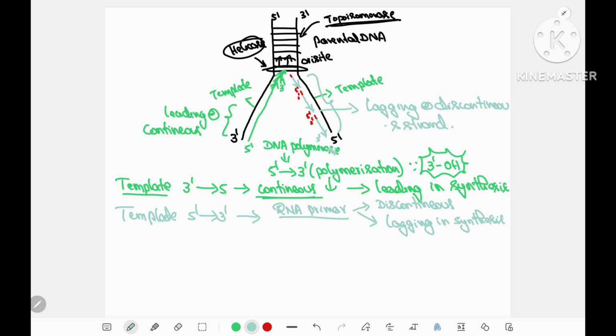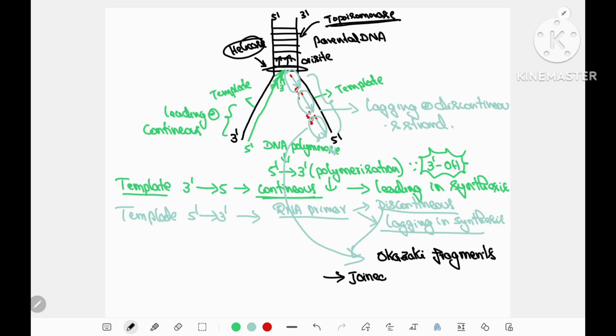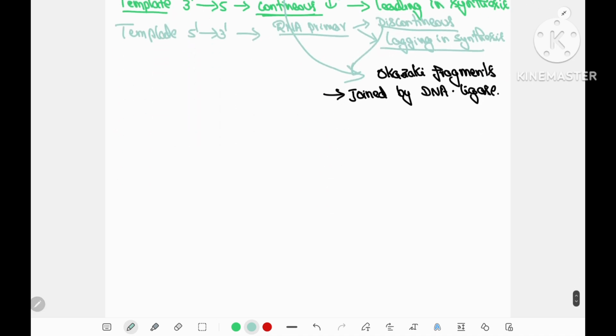You may ask, so in the opposite strand there is a presence of RNA? No, not at all. These RNA primers which are synthesized are removed afterwards, and the discontinuous strands which are synthesized are called Okazaki fragments. Later, during the completion of the DNA synthesis process, that is replication, the Okazaki fragments will be joined by the enzyme DNA ligase. That is how the process continues.